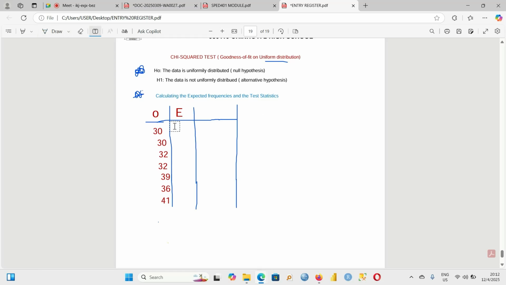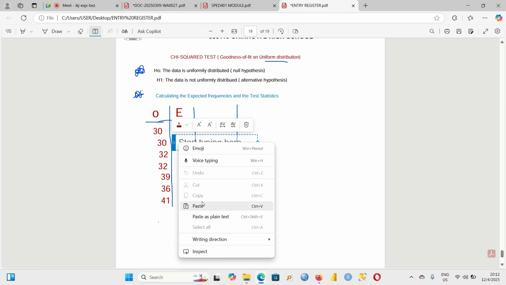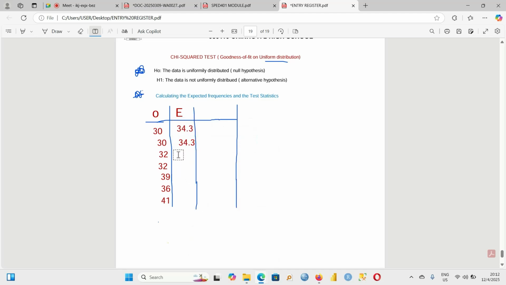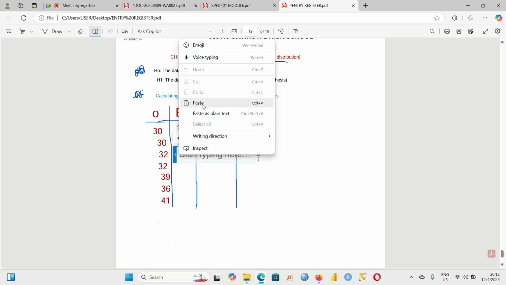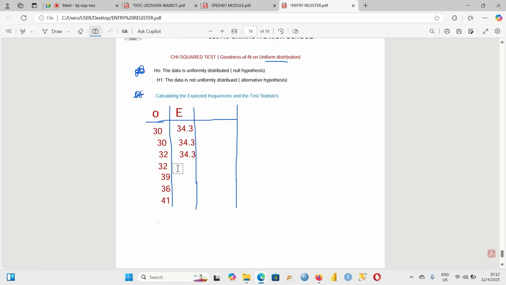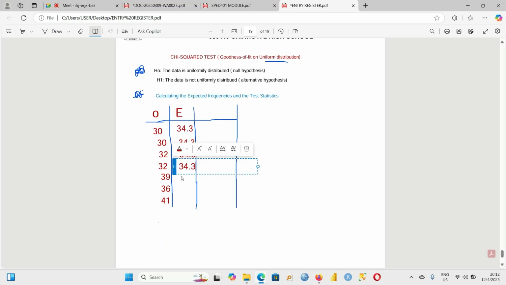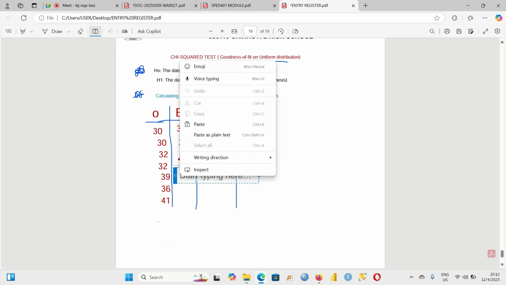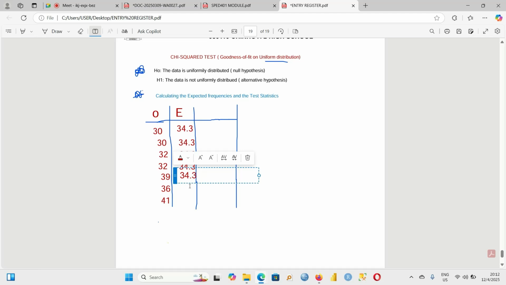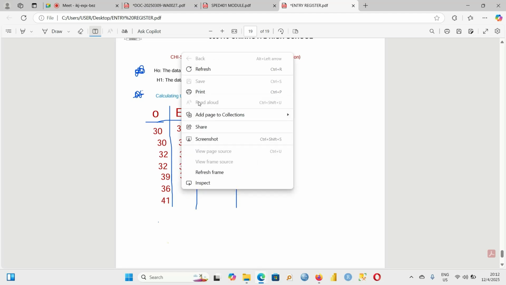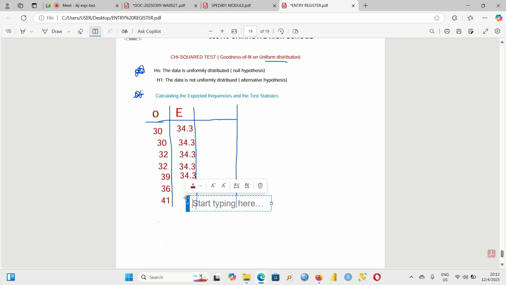So it is the same for every day: 34.3. So in this chi-squared test for uniform distribution, the expected frequencies are all the same. We just add all the observed frequencies, then divide by the number of occurrences. Like here we have 7 days.